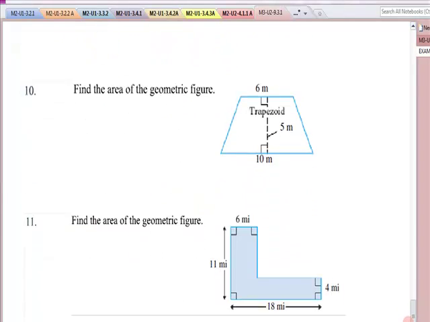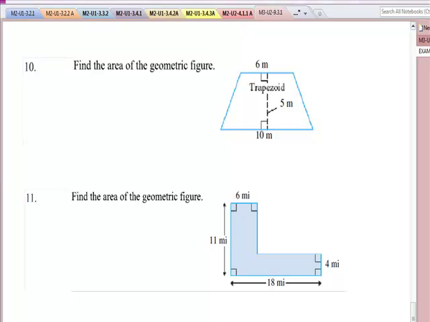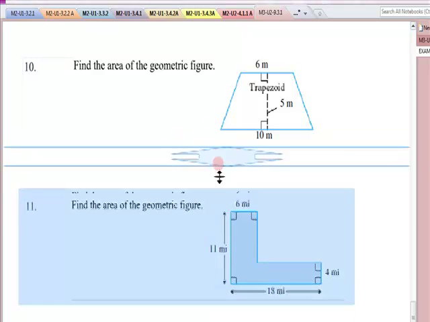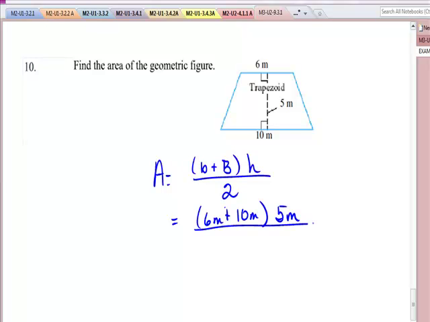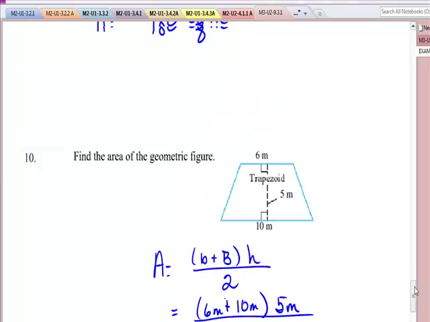All right, let's take a look at number 10. Since we've not done trapezoids before, it won't hurt to do another one. All right, the area is little base plus big base times the height divided by 2. So that would be 6 meters plus 10 meters times 5 meters divided by 2.